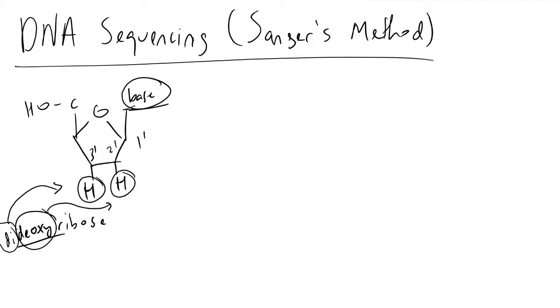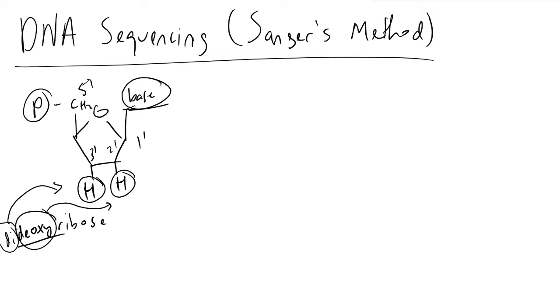The consequence of this is when a ddNTP, a dideoxyribonucleic acid, is added onto a nascent strand of DNA, this 3' hydroxy group that was previously used to link to the phosphate group on the 5' carbon can no longer do that. And therefore, the growing strand will stop growing. So I'll go over an example.